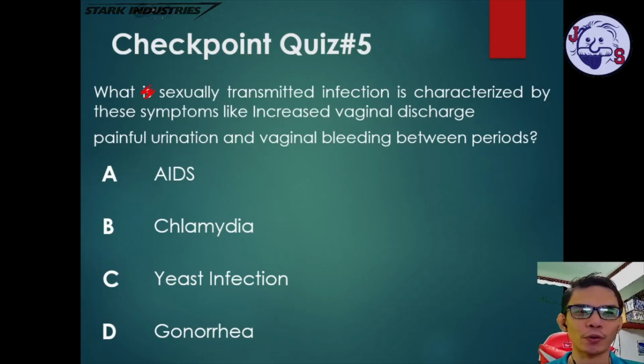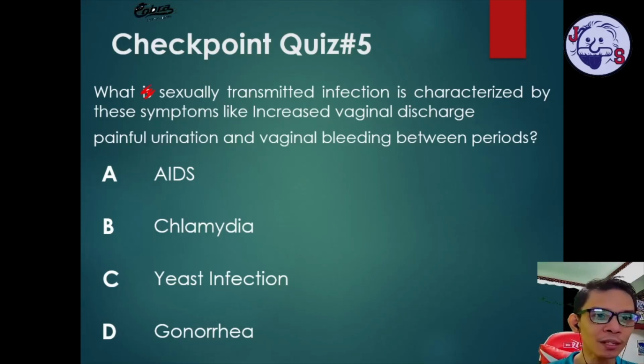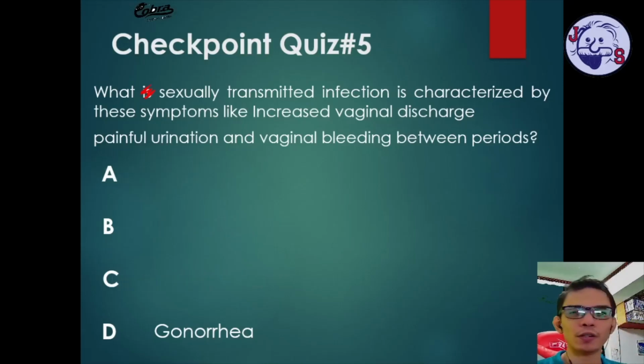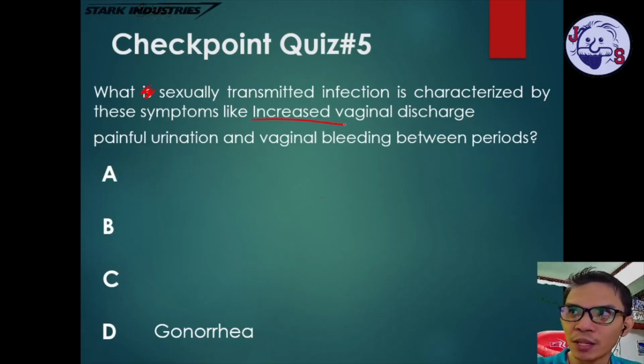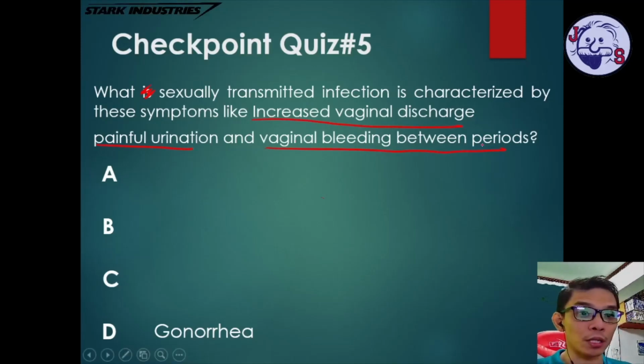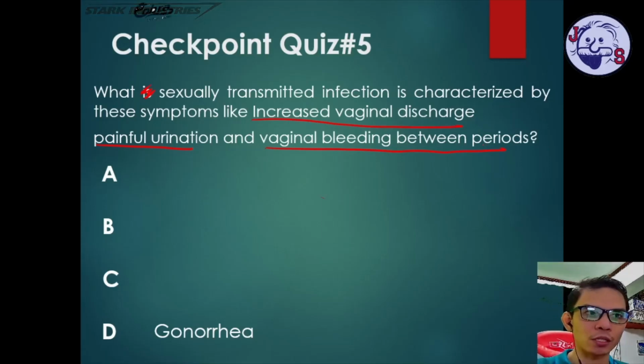The answer to this question is letter D, gonorrhea. The symptoms of gonorrhea are the following: increased vaginal discharge, painful urination, and vaginal bleeding between periods. So these are some symptoms of gonorrhea. That is question number 5.